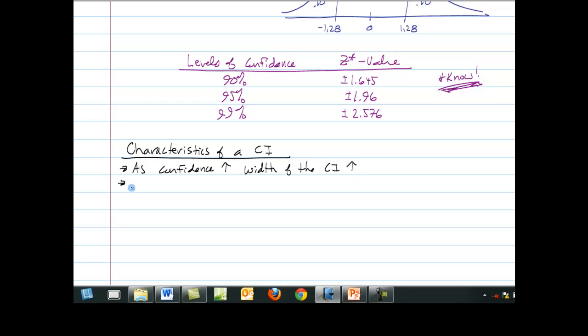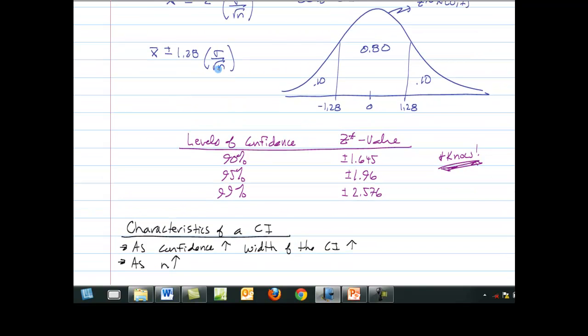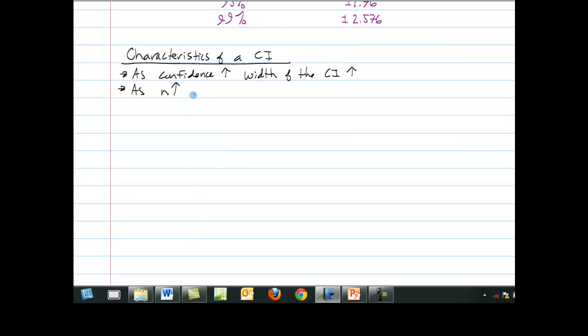Now as our sample size increases, let's go ahead and look up here. As our sample size increases, this overall fraction decreases, which makes my margin of error get smaller, and that also tells us that the width would decrease as well. So as sample size increases, the confidence interval width decreases. And this makes sense because it's saying as I get more and more information, I can come up with a better and more accurate estimate. So those are some characteristics of confidence intervals.